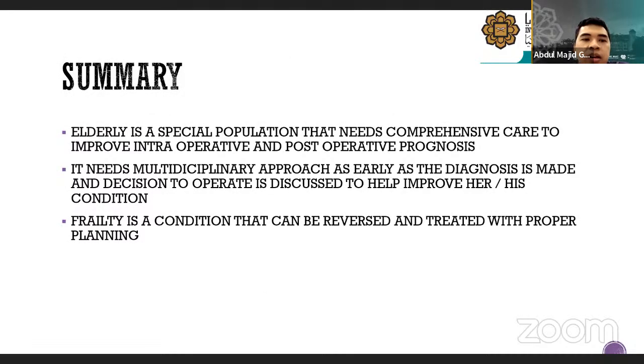So in summary, the elderly are a special population that needs comprehensive care to improve intraoperative and post-operative prognosis. It needs a multidisciplinary approach as early as the diagnosis is made and the decision to operate is discussed, to help improve his or her condition. Frailty is a condition that can be reversed and treated with proper planning by the multidisciplinary team. With that, I thank everyone, and that's all for my presentation.